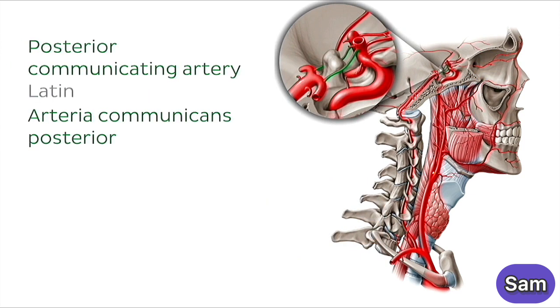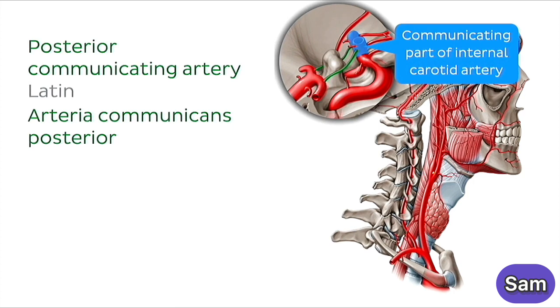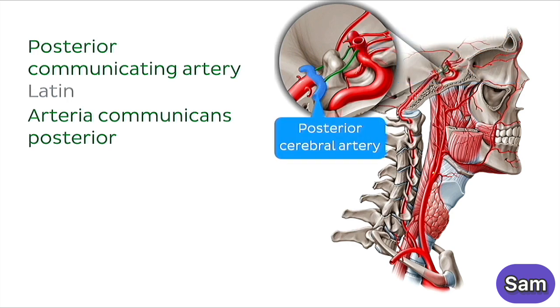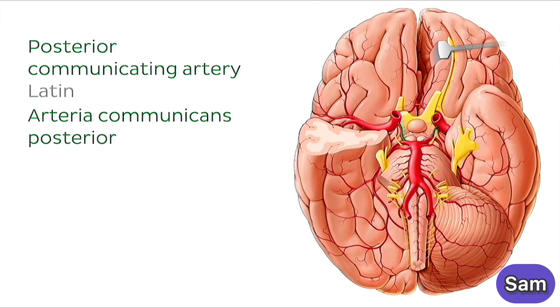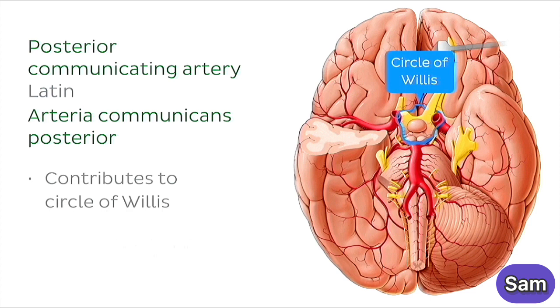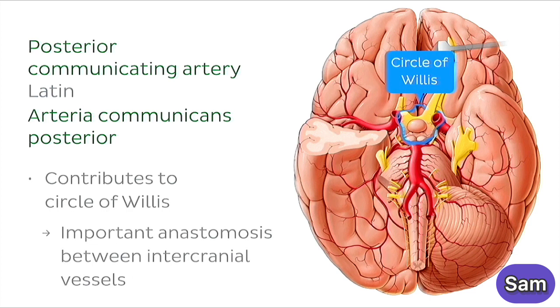The posterior communicating artery originates from the communicating segment of the internal carotid artery. It extends posteriorly and joins with the posterior cerebral artery. This artery, which we can see highlighted in this inferior view of the brain, contributes to the formation of the circle of Willis, which is an important anastomosis between the intracranial vessels. Keep an eye out through the tutorial as we discover more components of the circle of Willis.